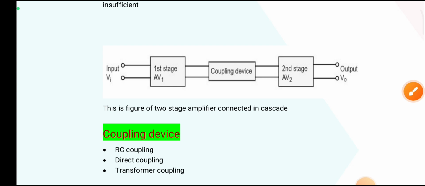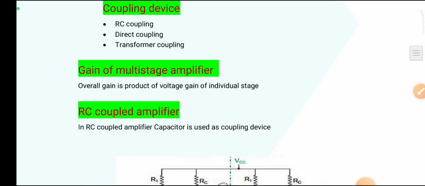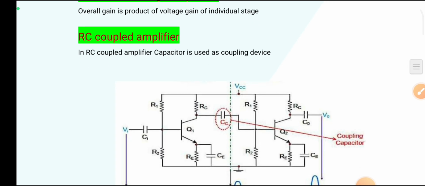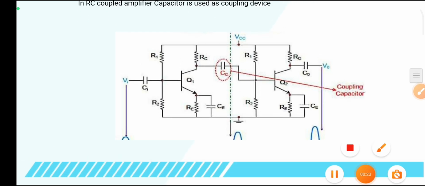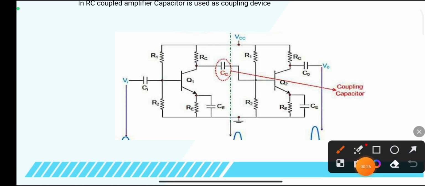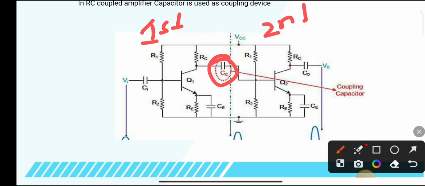So next, let us talk about the RC coupled amplifier. Here this is the circuit of the RC coupled amplifier. Here we use capacitor CC for connecting the two single stage amplifiers. From this circuit, this is the first single stage, and this is the second single stage. This is the coupling capacitor.